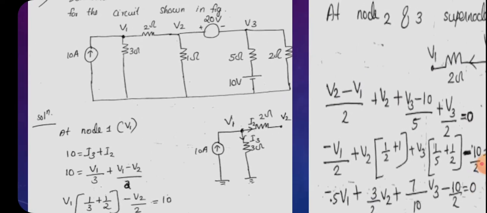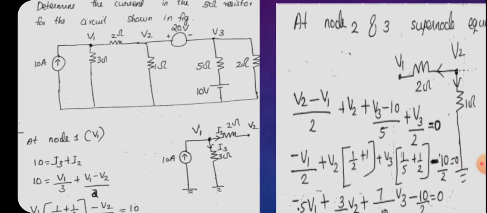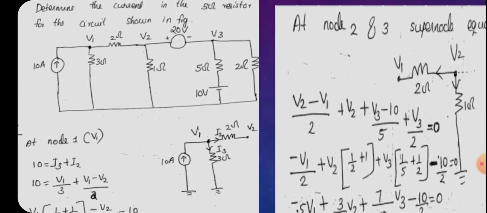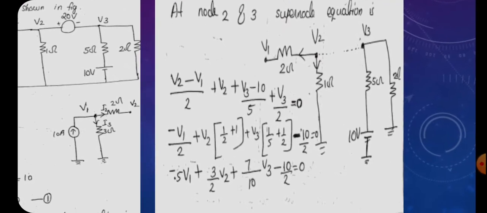So we have considered node V1. Next we have to consider node V2. Before that we can see that a voltage source is connected between node V2 and V3. So we have to consider these nodes together by neglecting the 20 volt battery. So it will form a super node, and we can write the equation for the super node.